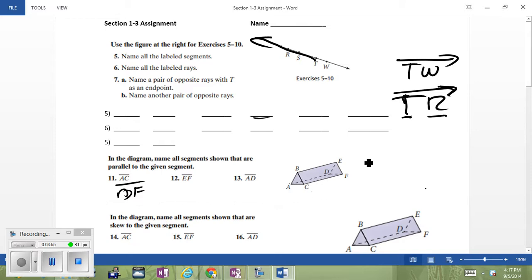When you look at segment, let's say we look at segment CF, even though it's not listed. We've got AD parallel and BE parallel.